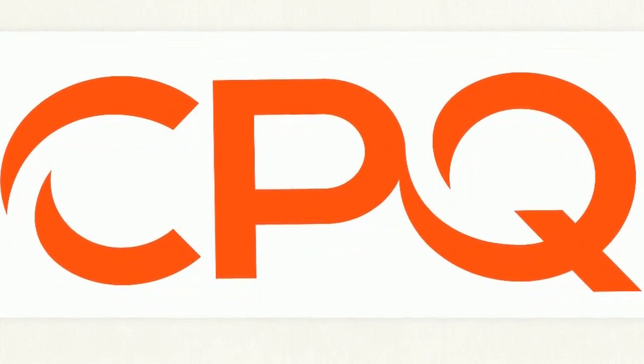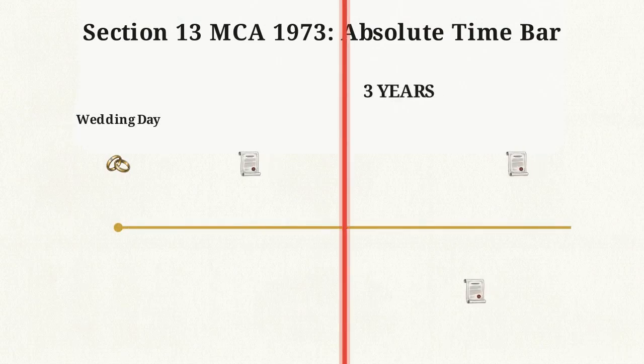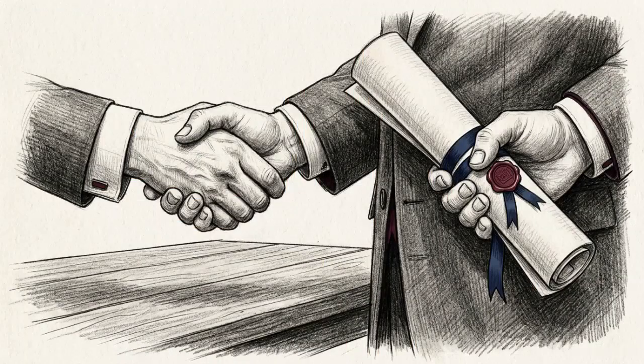Proving a defect under Section 12 is only the first filter. The applicant must then confront Section 13 of the Matrimonial Causes Act, which outlines the absolute statutory bars to a nullity order. The most rigid of these is the time bar. For almost all grounds outside of non-consummation, the application for annulment must be filed within exactly 3 years of the date of the marriage.